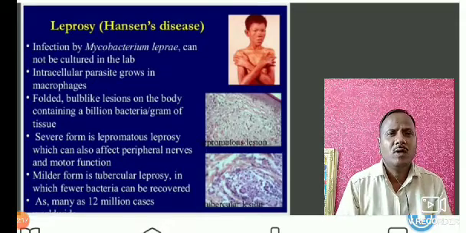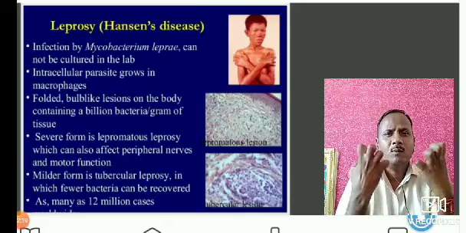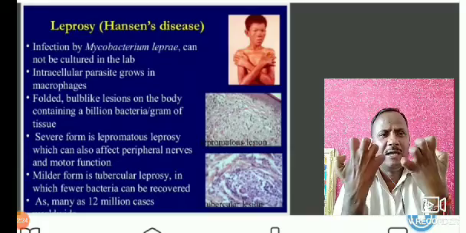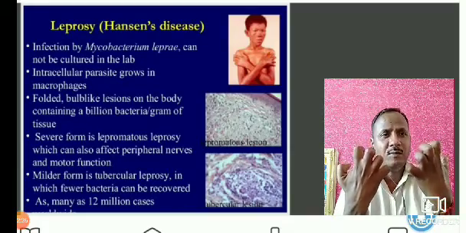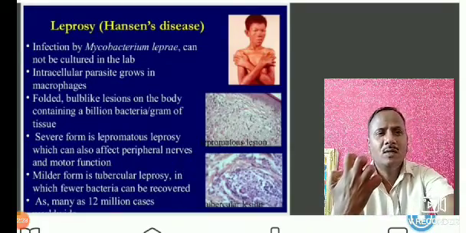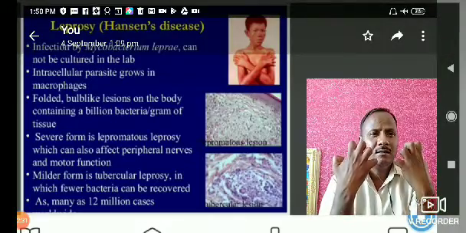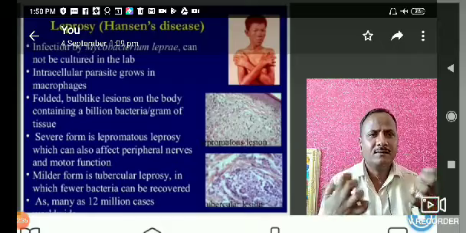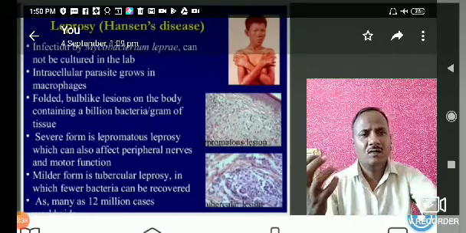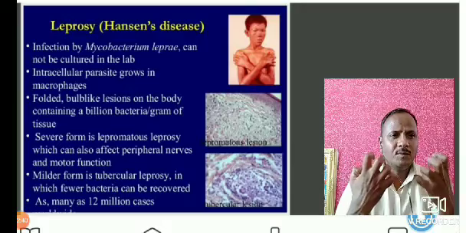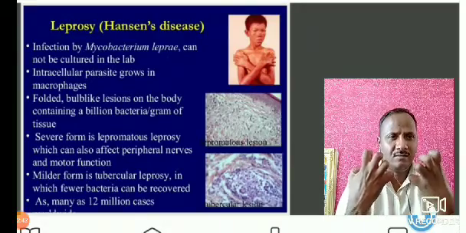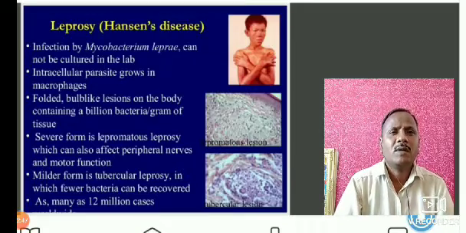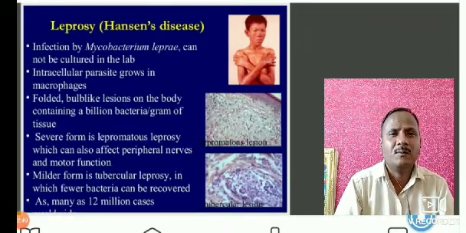Due to the infection of leprosy in humans, what happens? There are folded, bulb-like lesions. These types of symptoms we generally observe in society, everywhere around us. We observe people who look like this. This is the infection of Mycobacterium leprae, and that disease is called leprosy.